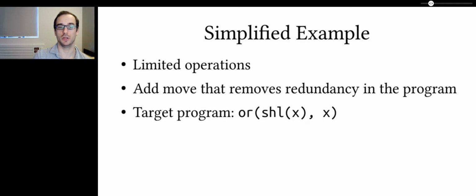So what we're going to do is we're going to simplify the problem. And we're going to do that by doing stochastic synthesis in the normal way, but drastically limiting the number of operations that we're going to support. We're also going to add a new kind of move that has the effect of reducing redundancy in the program to help ensure that we have fewer total number of programs that we explore. And then we're going to look at the synthesis for this specific example program, which takes the input and ORs it with a shifted copy of itself.